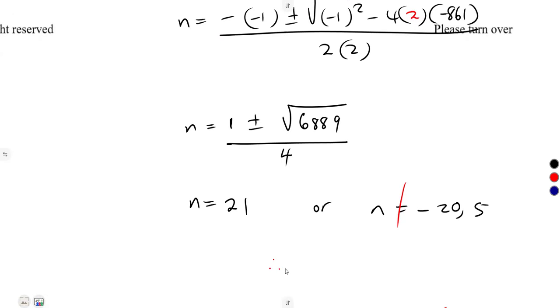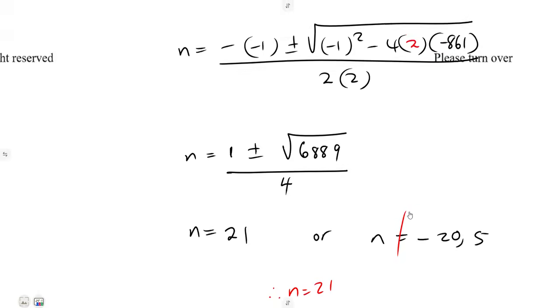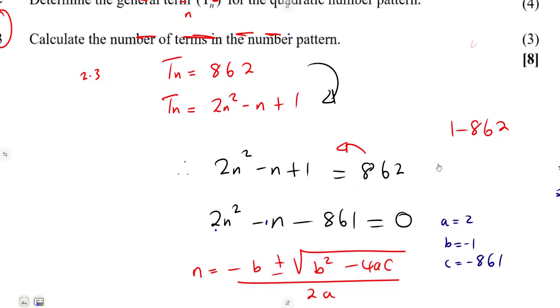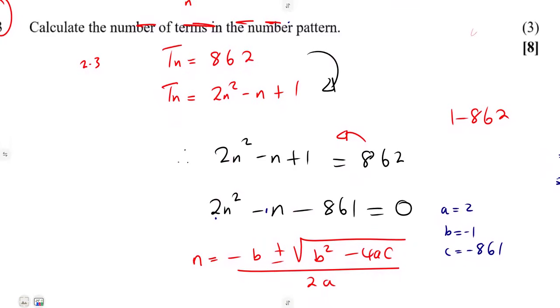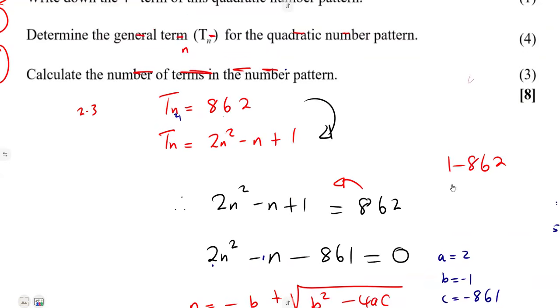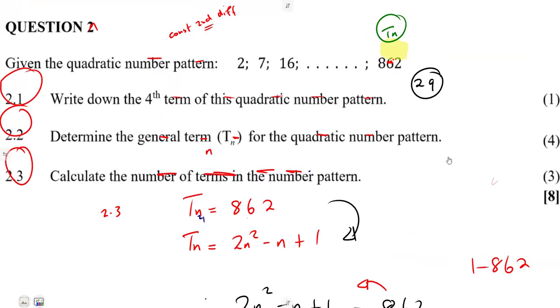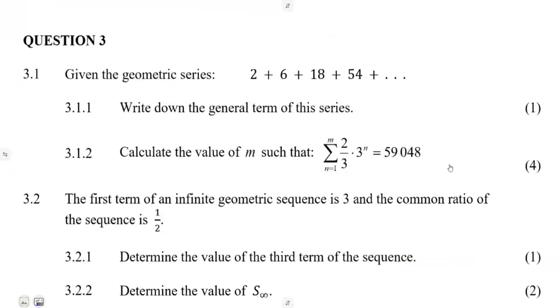All right, so meaning to say, in our case, if our n is equal to 21, we're talking about it being the number of terms. All right, so here, that is it, the number of terms in the pattern. So meaning to say that is going to give us 286. That T21 equals to what? 862, the last part that we can see from our given terms. So that is it. That is it for 8 marks on question number 2. All right, it can be like that.